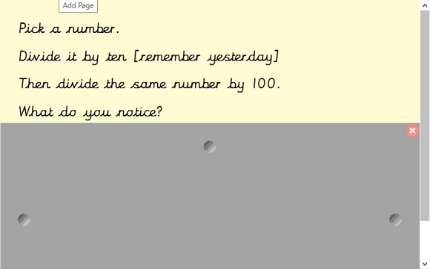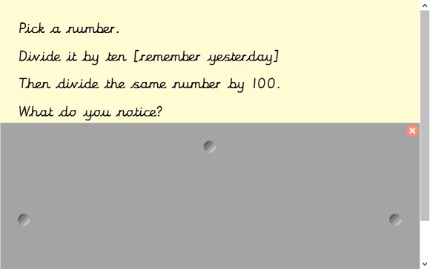Pick a number. What I want you to do is to think really hard in the next couple of minutes. I want you to pick a whole number. Can you divide that number by 10? So think back to yesterday. Move that number one place to the right. Then divide the same number by 100. So first you're going to divide it by 10, and then you're going to divide it by 100.